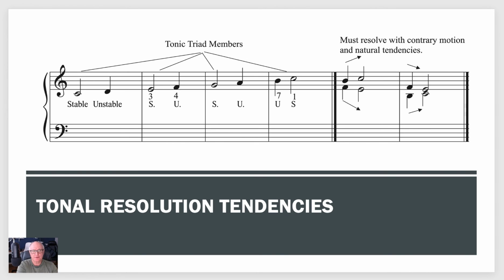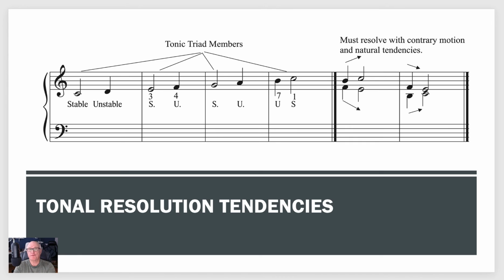So here are the stable tones. I put them in as half notes, the unstable as quarter notes. Now when you have the 4th scale degree and the 7th scale degree playing simultaneously, you get a tritone. And that occurs inside of the 5-7 chord, and it must resolve this way.